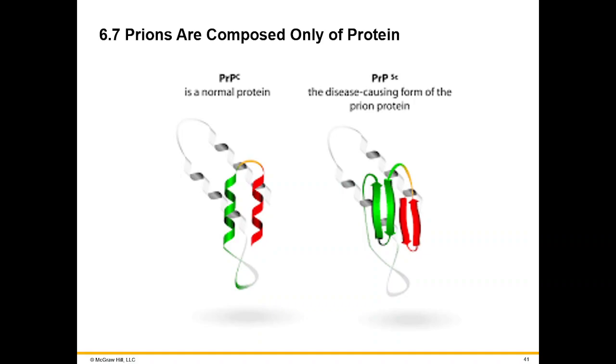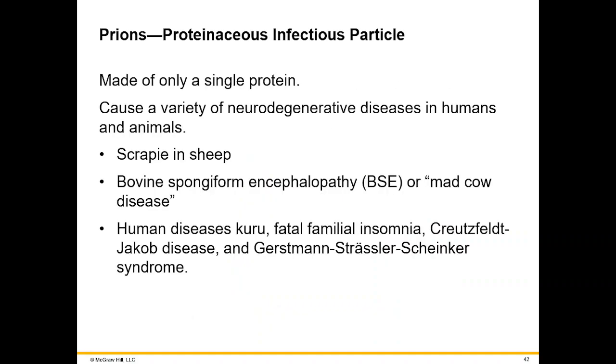And last but not least are the prions. So aside from nucleic acids as infectious agents, we have the prions, or the proteinaceous infectious particles. They are not nucleic acids that cause infection, they are actually proteins. It's just a single protein. And the thing about prions is that they are quite difficult to decontaminate.